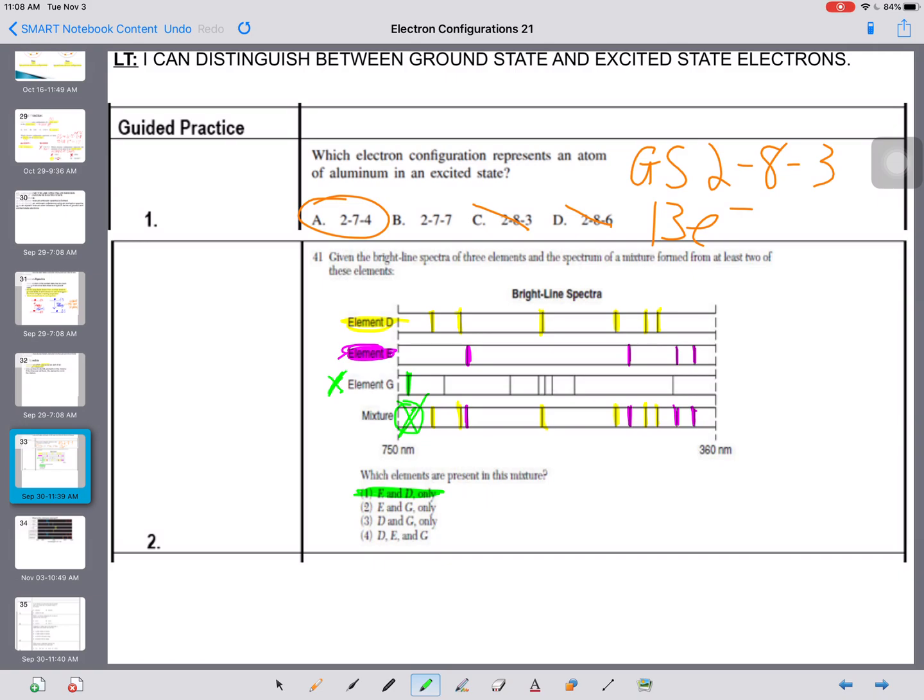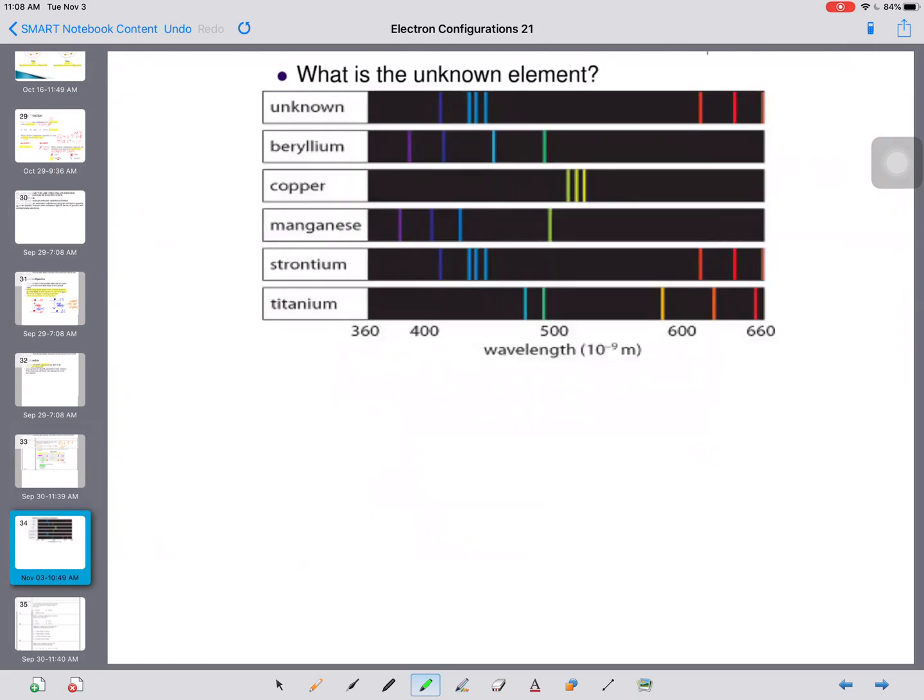Now, usually these will be given to you in black and white. When they're in color, it's obviously a lot easier to match them up. So if we look at the top, there is the unknown, and we have to try and figure out what this unknown element is. If we start with beryllium and compare it with the unknown, I'll just do it in red. We can already see that beryllium has this purple line, and the unknown does not have that purple line. Therefore, this is not beryllium.